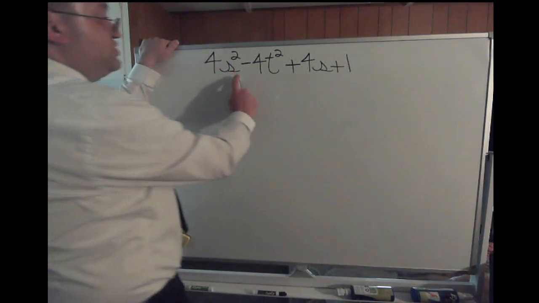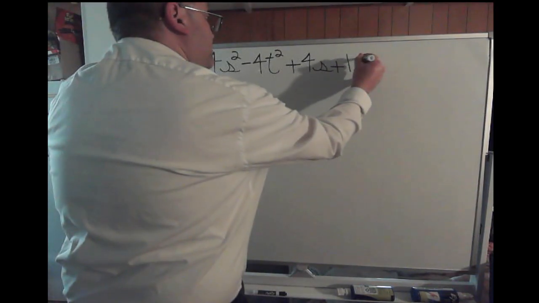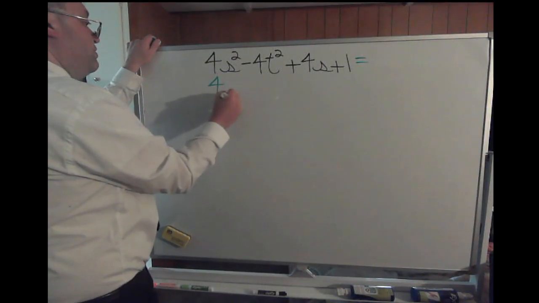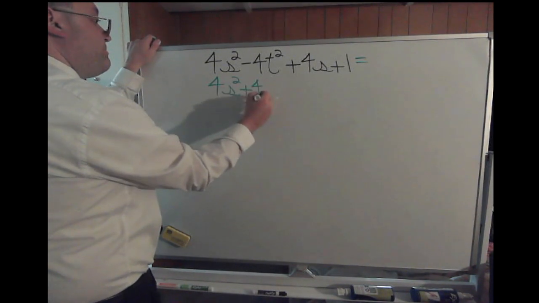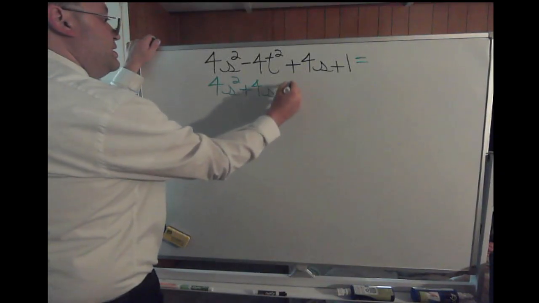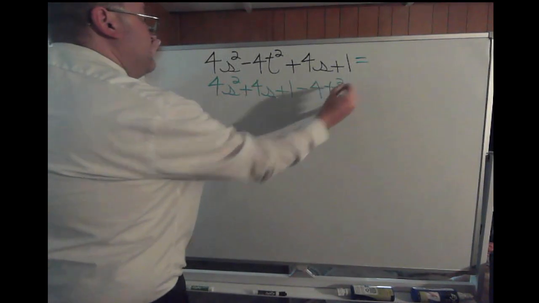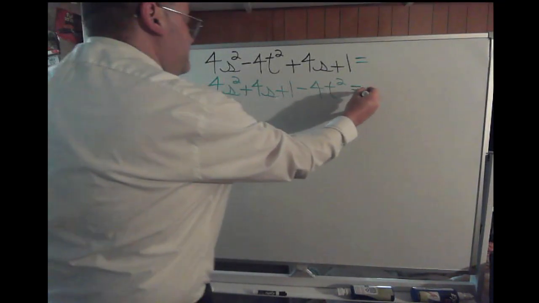Notice you have an s squared, an s, and a 1 term. I would try to move those together by the commutative property of addition. So you'll have 4s squared plus 4s plus 1, then minus your 4t squared. Okay, now it looks like something you can actually work with.